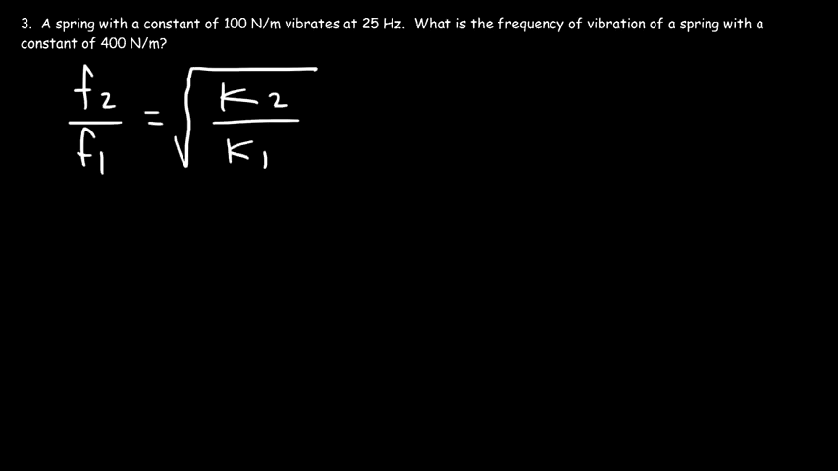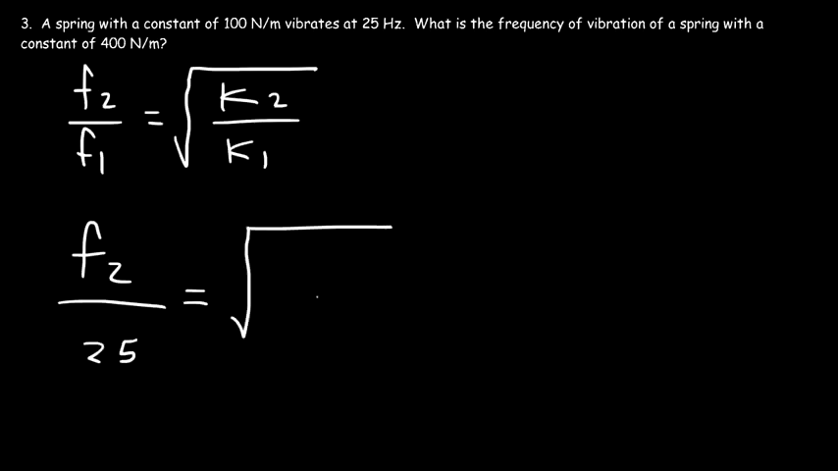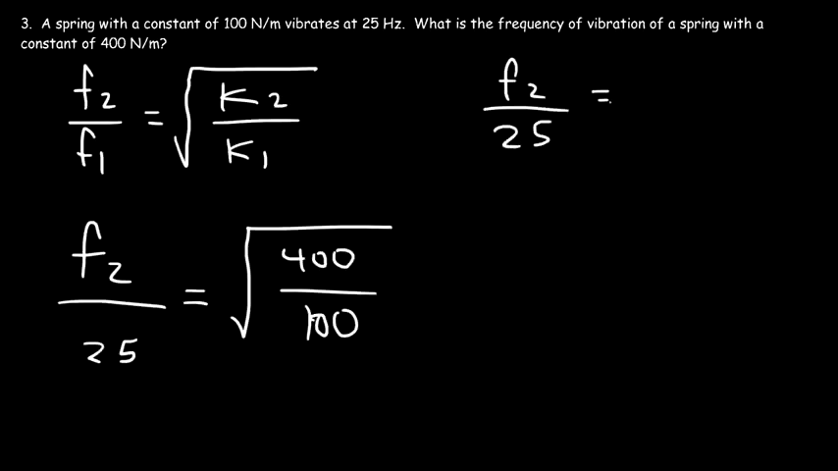So now let's calculate f2. f1 in this problem is 25 hertz, and that corresponds to a spring constant of 100, so k1 is 100. We're trying to find a new frequency at this new k value, so k2 is going to be 400. So 400 divided by 100 is 4, and the square root of 4 is 2. So f2 over 25 is equal to 2.